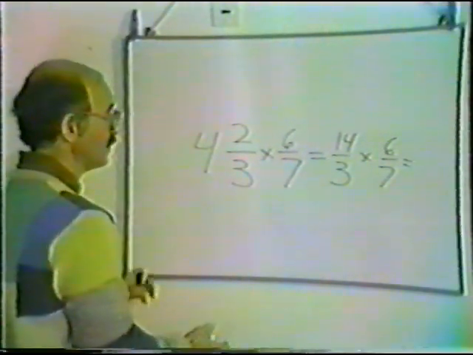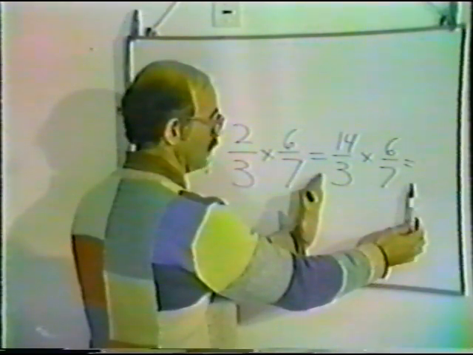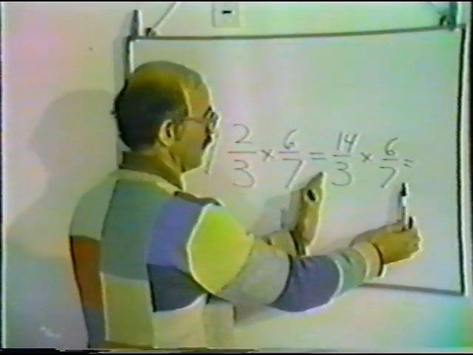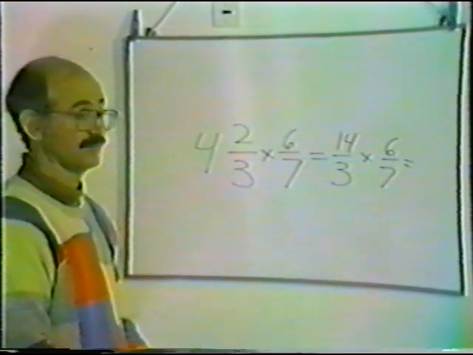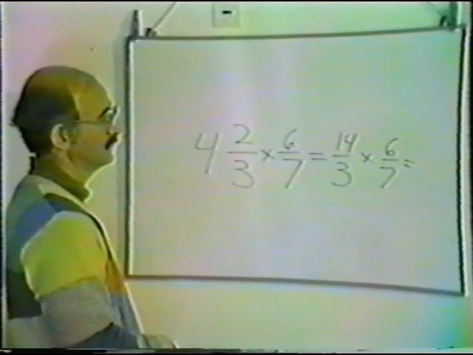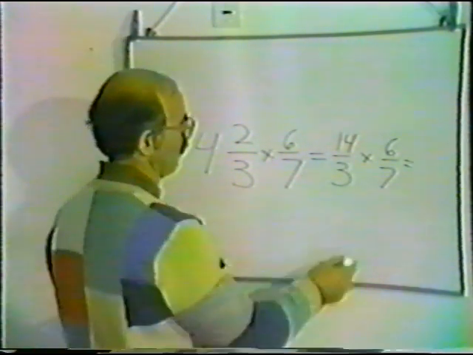Now we have finished with this part, and all we have to do is work with this part. This is the part that we have to solve. Is there any canceling we can do there? Yes. What pair of numbers can we cancel? 6 and 3. 3 and 6 and 14 and 7. All right, let's pick one.